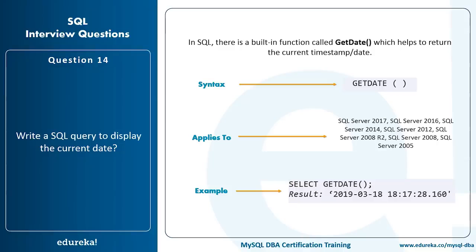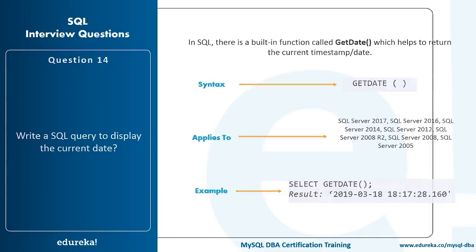In SQL, to display the current date, we have a function known as GETDATE. With the help of this function, you can return the current date and timestamp. The syntax of the function is really simple: it's just GETDATE, and it applies to SQL Server 2017, 2016, 2014, 2012, 2008 R2, 2008, and 2005. If you have to give an example to the interviewer, you can mention the query SELECT GETDATE(). When you execute this query, you would see the current date and time displayed as output. So that's how you can write a query to display the current date.